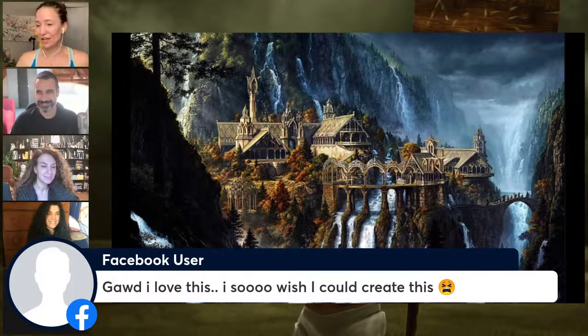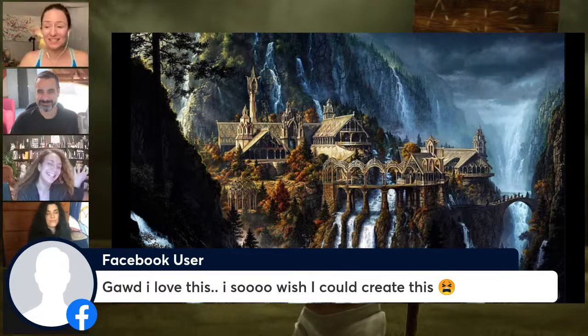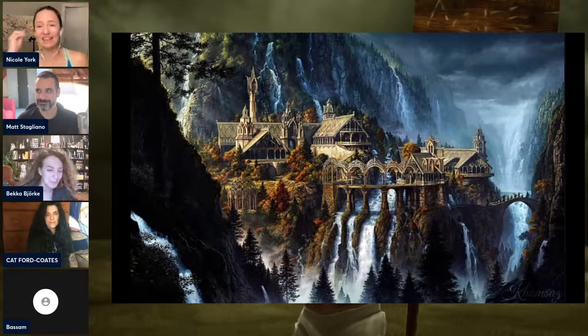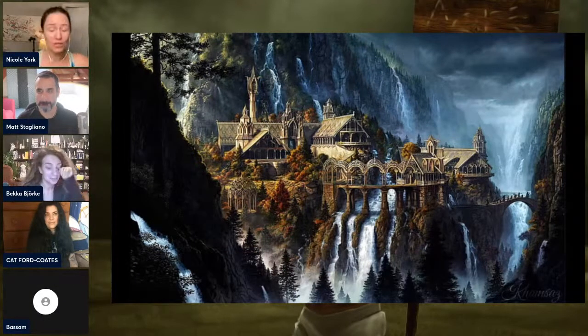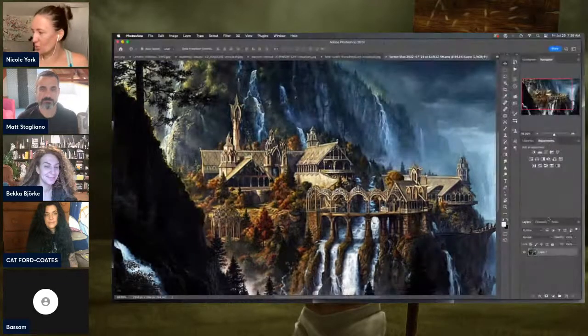You totally can. You just have to be willing to suck at it for a while. That's true of anything where we say, I want to be able to do that. Well, you can. You just have to be willing to be not good at it for as long as it takes to start being good at it. That's the story of all of us.